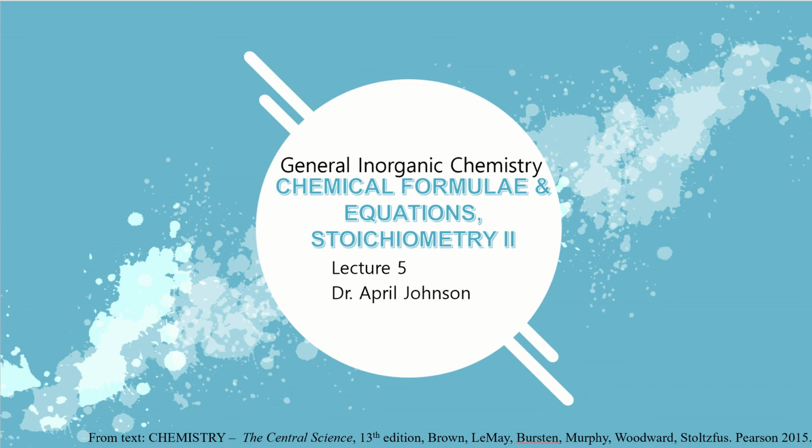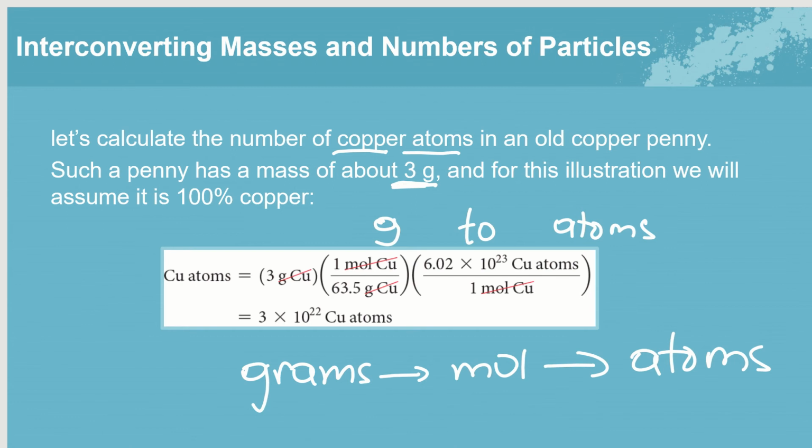And today we'll be continuing our conversation about chemical formulae and equations as well as stoichiometry. So in continuing these types of calculation, we're going to proceed with interconverting masses and numbers of particles. So let's start off with a question. It says, let's calculate the number of copper atoms in an old copper penny. Such a penny has a mass of about 3 grams. And for this illustration, we will assume it is 100% copper.